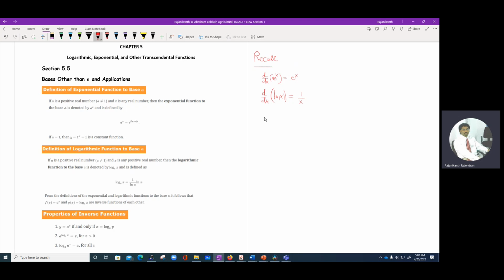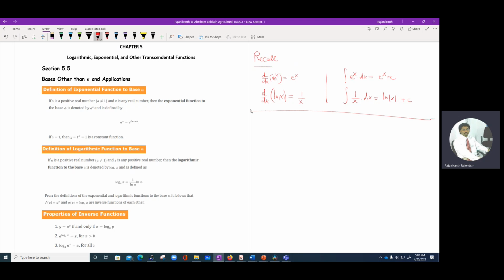Then under integration, we had the integration of e to the x, which is of course e to the x plus an arbitrary constant. And finally, we had the antiderivative or integration of 1 over x, that is nothing but ln absolute x plus an arbitrary constant. So you studied these things in earlier sections.